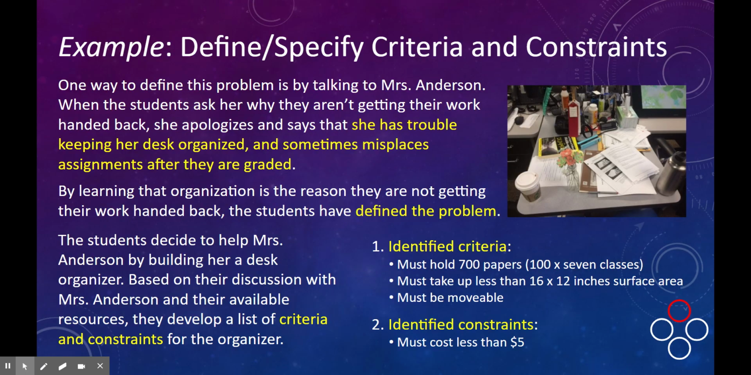The students decide to help Miss Anderson by building her desk organizer. That's so sweet. Based on their discussion with Miss Anderson and their available resources, they develop a list of criteria and constraints for the organizer. So identified criteria: it must hold at least 700 papers, must take up less than 16 by 12 inches surface area, and it must be movable. The constraints: they only have $5, so it can't cost more than that to build.